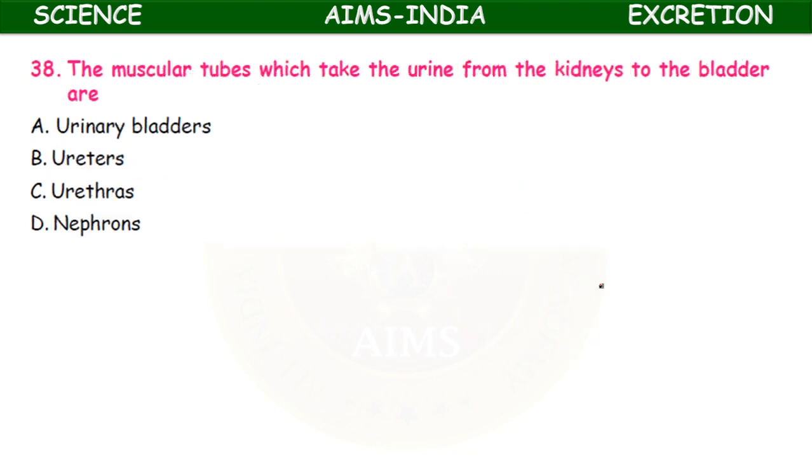The muscular tubes which take the urine from the kidneys to the bladder are: urinary bladder, ureters, urethras, nephrons. It is the tubes, ureters.